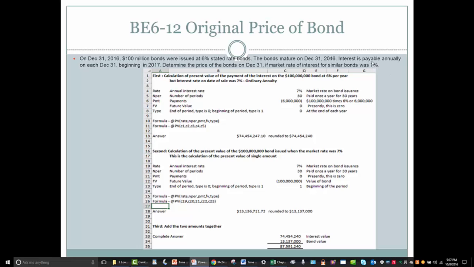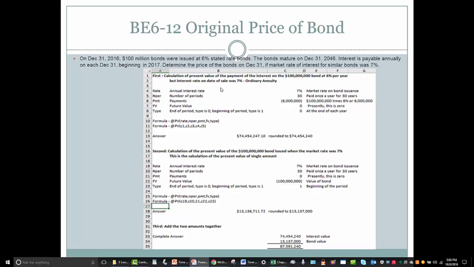Now remember, when other bonds in the market are selling for 7%, and we're issuing bonds that are giving out 6%, this means that the bond is going to sell at a discount, because people could spend the same amount of money and get 7%. So this is going to sell for less in the market since it's paying less.